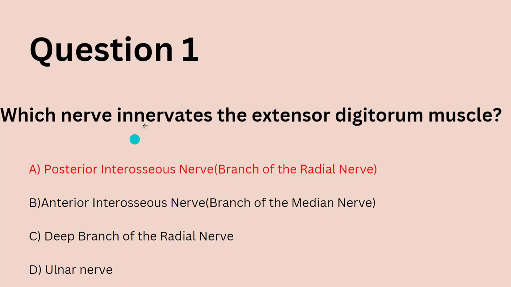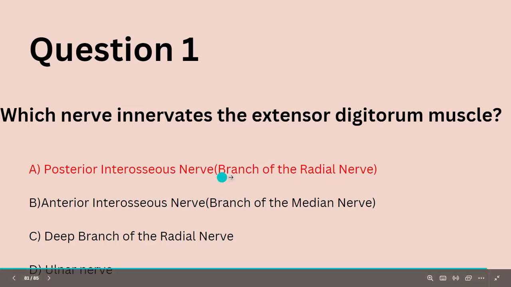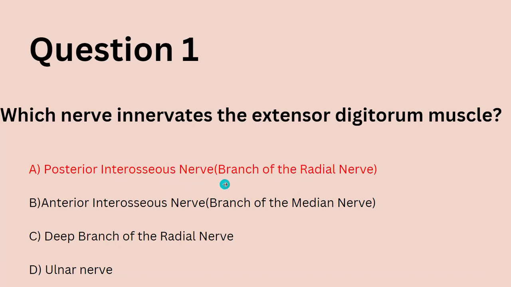Okay, so the answer here is the posterior interosseous nerve, which is a branch of the radial nerve. Don't get mixed up between the posterior and anterior interosseous branches of the different nerves. The posterior is in the extensor compartment, posterior to the interosseous membrane, so it's a branch of the radial nerve. The anterior interosseous nerve is a branch of the median nerve, which supplies the anterior or flexor compartment of your forearm.